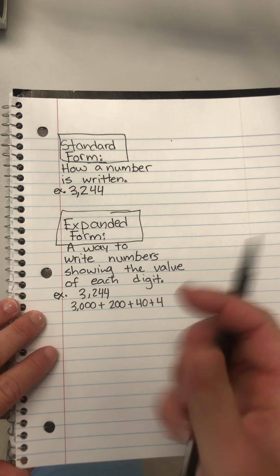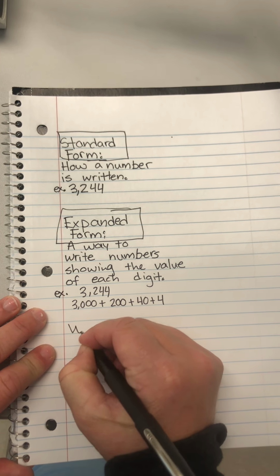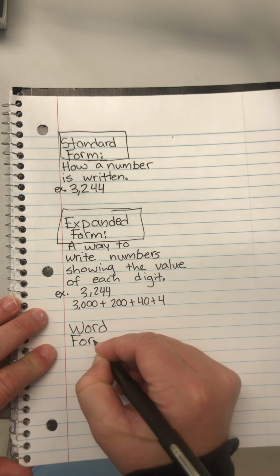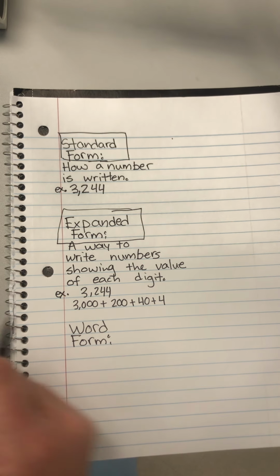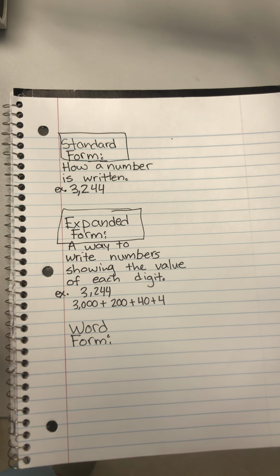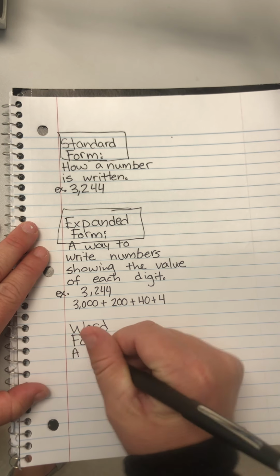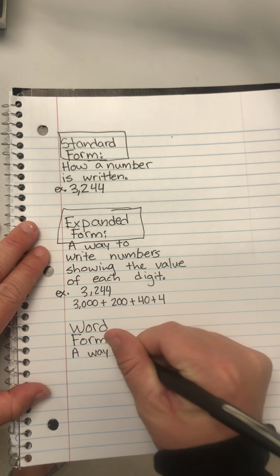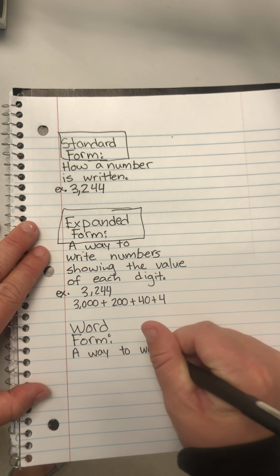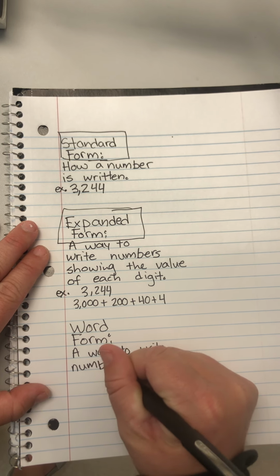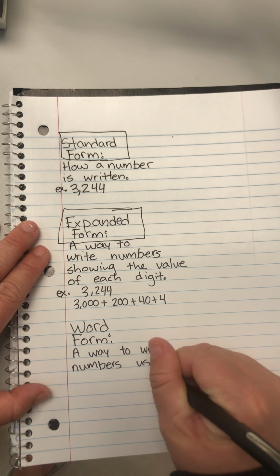And then our last form is word form. And it's just how you would think it would be. Word form is the word version of the number. How you say the number. Word form is a way to write numbers using words.